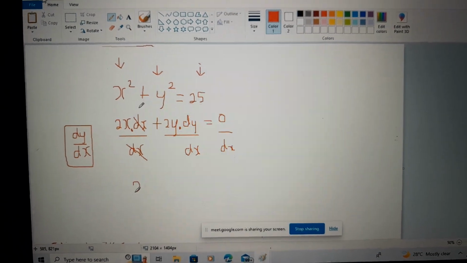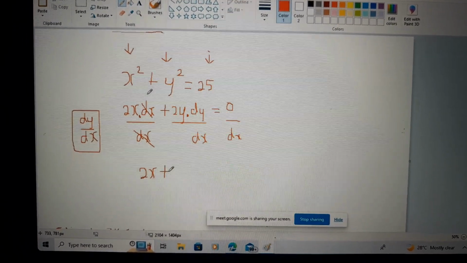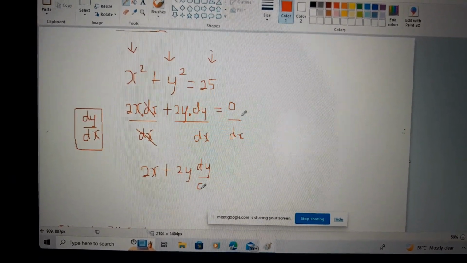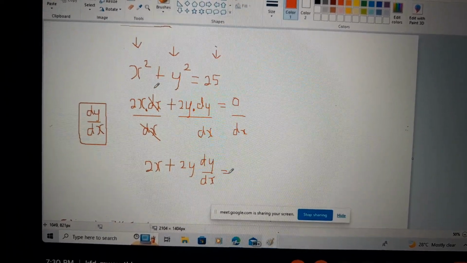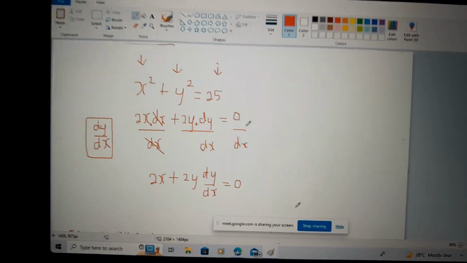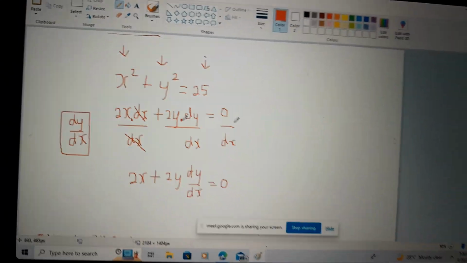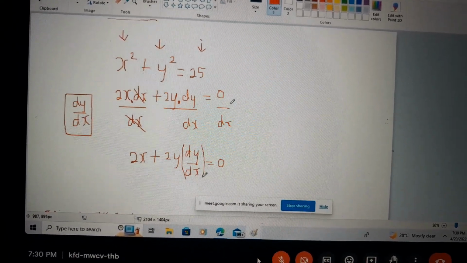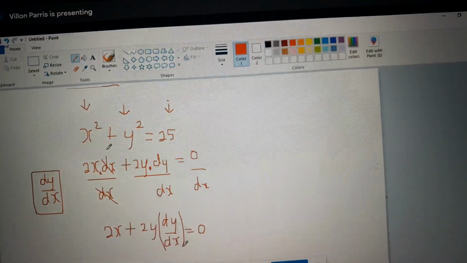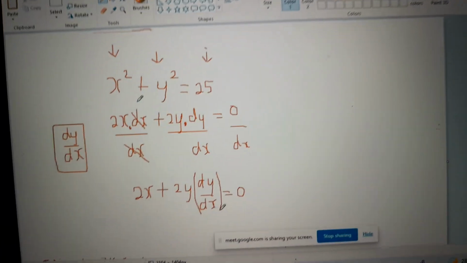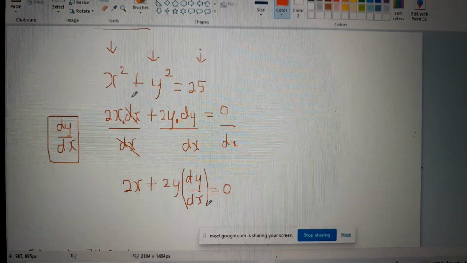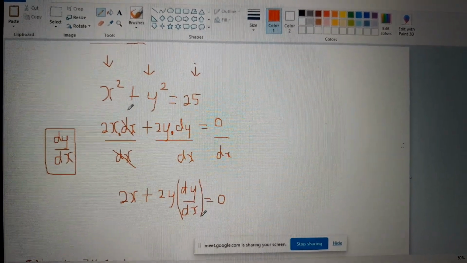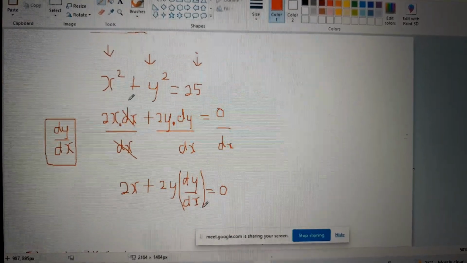So what I end up with is 2x plus 2y dy/dx is equal to 0. So now we can say whenever you differentiate y with respect to x, next to the y, just put dy/dx. Is that clear with everyone? Yes, sir. Whenever there's x and y in the same equation, that's what we call implicit differentiation. When you differentiate the y, make sure you put dy/dx next to it.